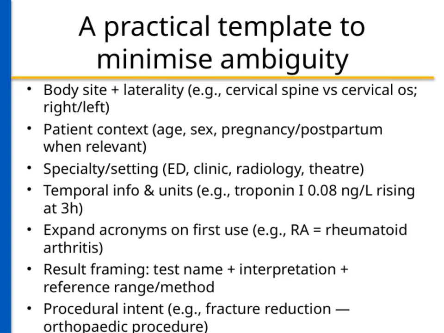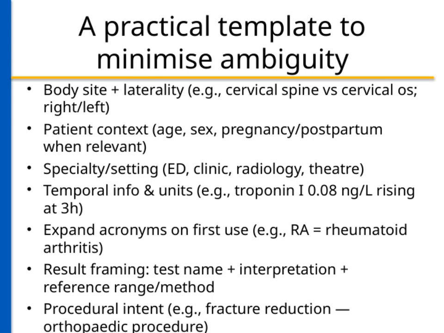Let's break down the key points we see on this slide. First, the body site and laterality are important details. For example, distinguishing between the cervical spine and the cervical os, or noting whether a lesion is on the right or left side, helps us precisely identify the location of the issue. Next, patient context is crucial. This includes age, sex, and whether they are pregnant or postpartum, as these factors can influence diagnosis and management.